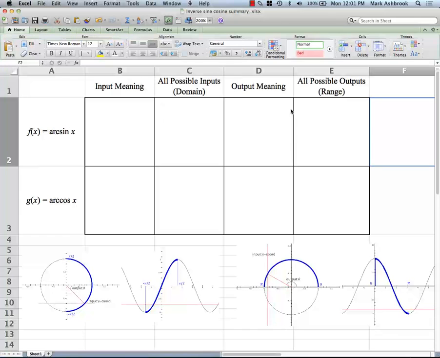Okay, so here's where we left off. This is a summary of last class. So could you fill in this table without your notes from last time? Do you remember what the meanings of input and output are for arc sine and arc cosine? And then what are all possibilities for the inputs and all possibilities for the outputs? So take a minute, talk through these with the person next to you without looking at your notes. See if you remember. And the pictures down below can help conjure your memory. Okay? Go.